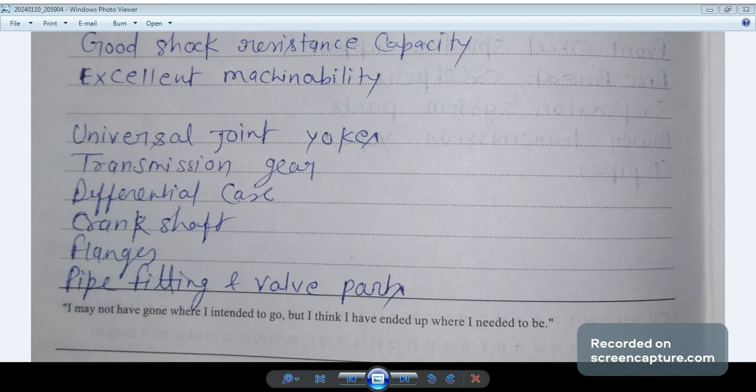So here are the different types of cast iron. Basically, we have divided them into four categories. So we have covered this in this video.